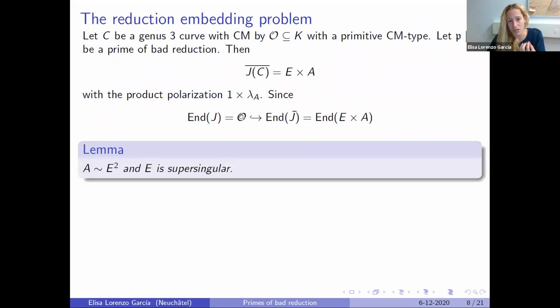We can prove, because we need to have this, the endomorphism ring of the Jacobian, which in our case is equal to the order.